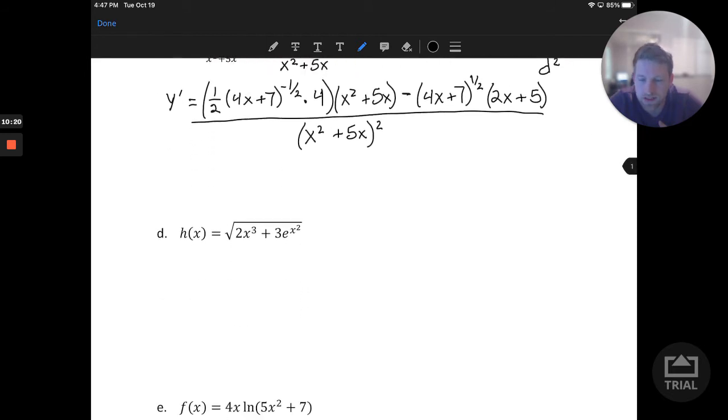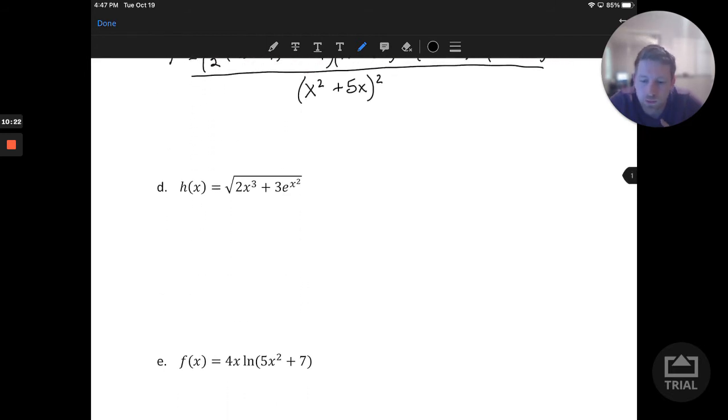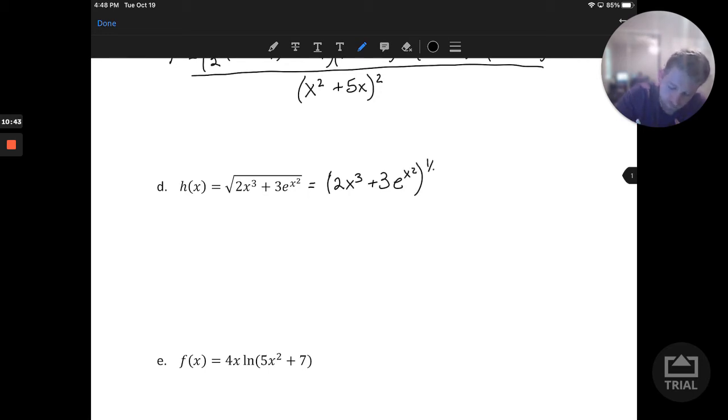Part D looks at another chain rule dealing with a square root function. And so let's consider this one as well. Whenever we see a square root, again, that's really a 1/2 power going on. So let's just rewrite that here first before we dive into the derivative. We'll raise all this function to the 1/2 power. So overall here we have kind of a chain rule to work out.